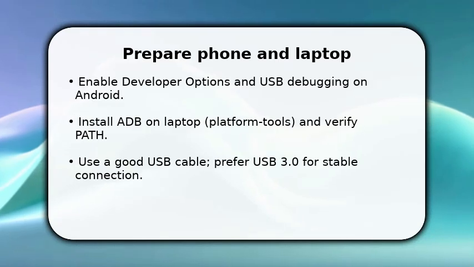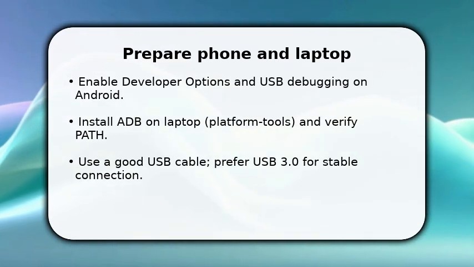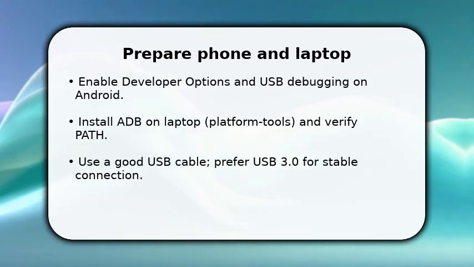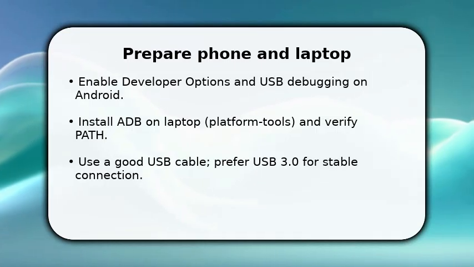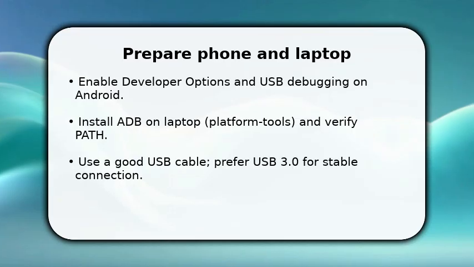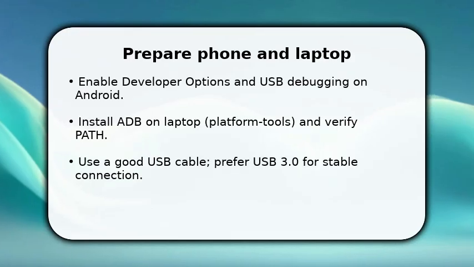Enjoy the video. You begin by enabling developer options and turning on USB debugging on the Android device so the laptop can issue commands. Next, install Android platform tools on your laptop and add ADB to your path so commands run from any terminal. Connect the phone with a reliable USB cable and accept the device authorization prompt on the phone. This step gives the laptop control.